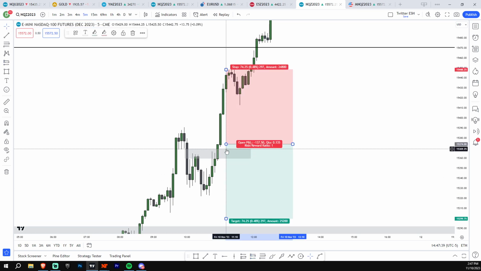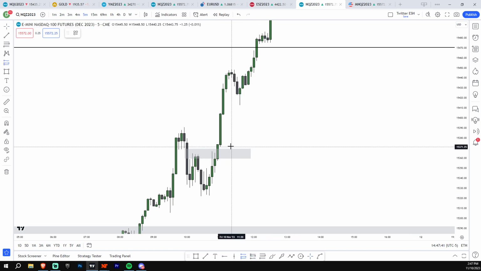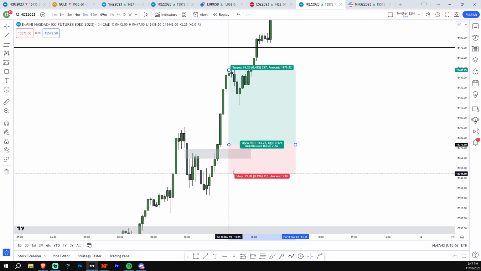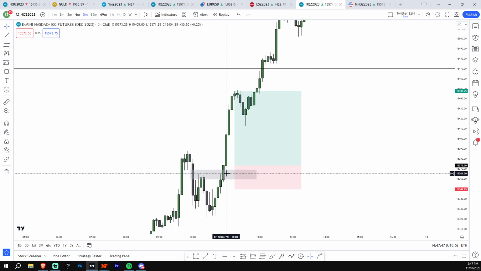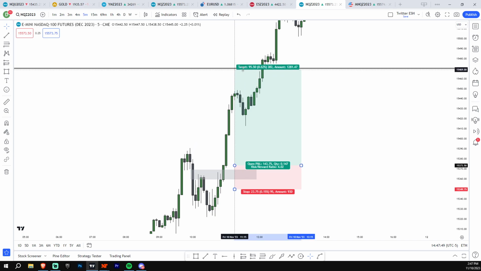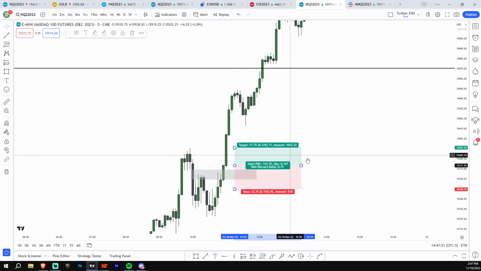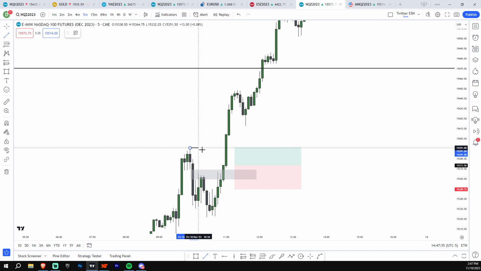Once we close above, that's your entry, and then your stop loss would be if we close back under, because if price is good and price is logical, we should not close back under this bearish fair value gap we broke. Okay, and you could do one or two things. You could target the next high if you're a scalper. So like, for example, here.